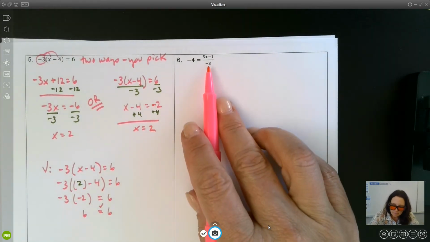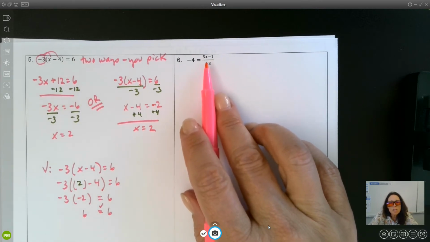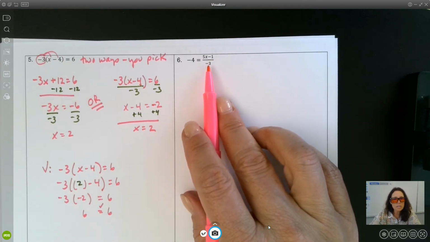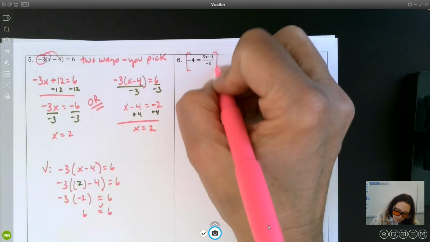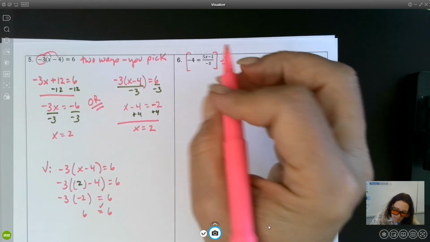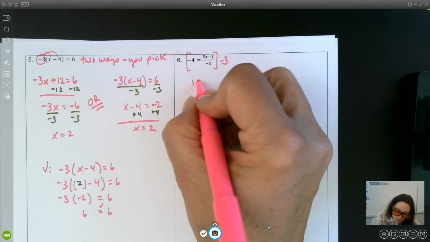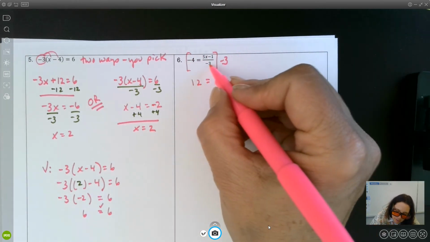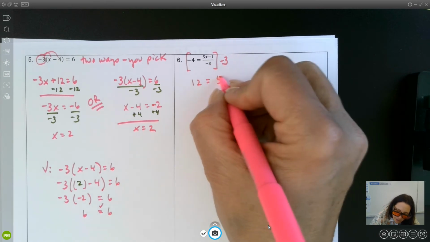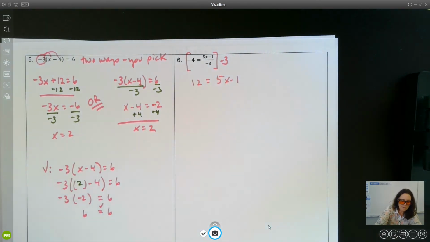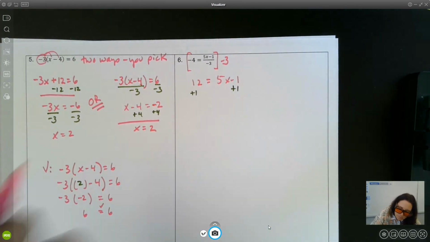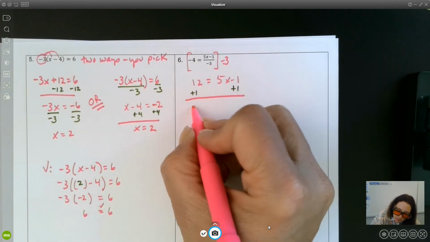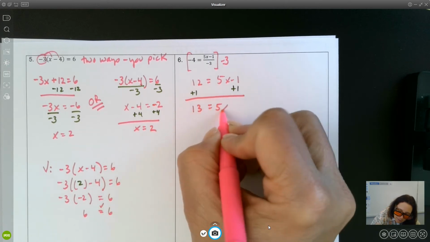Alrighty, this guy. The 5x minus 1 is all tangled up with this division of negative 3. So I need to multiply this whole thing by negative 3. Negative 4 times negative 3 is positive 12. These negative 3's would cancel, leaving 5x minus 1. I want to add 1 to both sides. So I get 13 equal 5x.